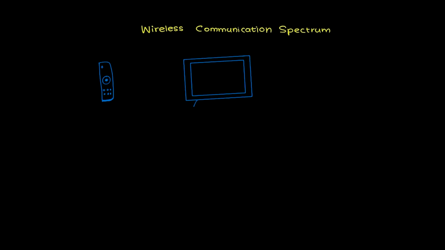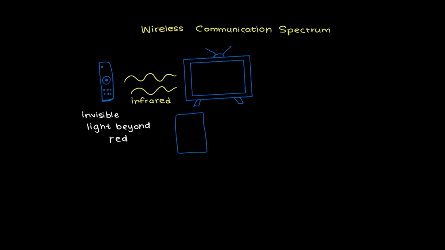Your TV remote and your cell phone both use electromagnetic radiation to communicate wirelessly, but which parts of the spectrum? The remote uses infrared, invisible light just beyond red in wavelength. Point it at the TV, press a button. Infrared signal travels to the sensor. Cell phones use microwaves, longer wavelength than infrared, shorter than radio waves. Microwaves carry your voice and data to cell towers.